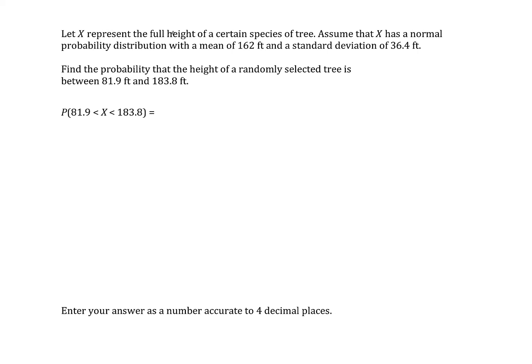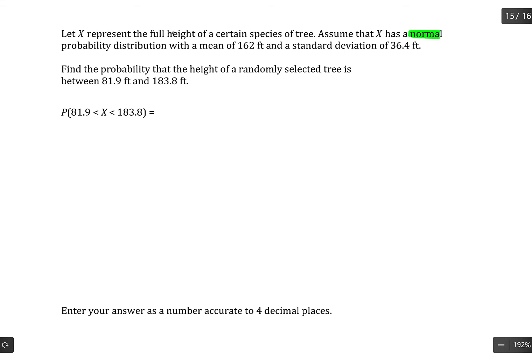Let x represent the full height of a certain species of tree. Assume that x has a normal probability distribution with a mean of 162 feet and a standard deviation of 36.4 feet. Find the probability that the height of a randomly selected tree is between 81.9 and 183.8 feet.